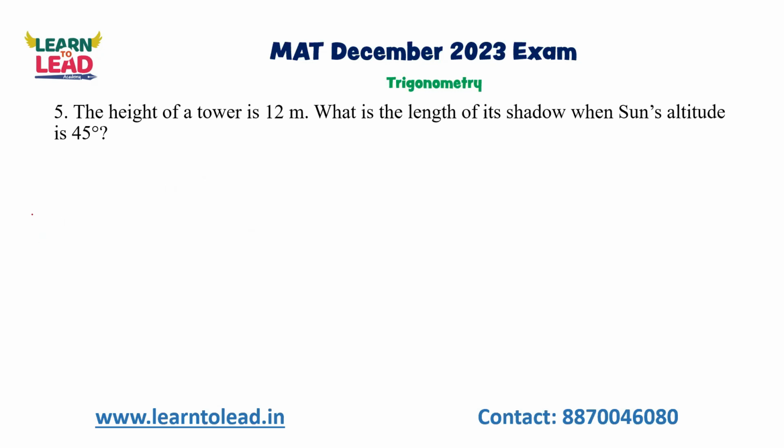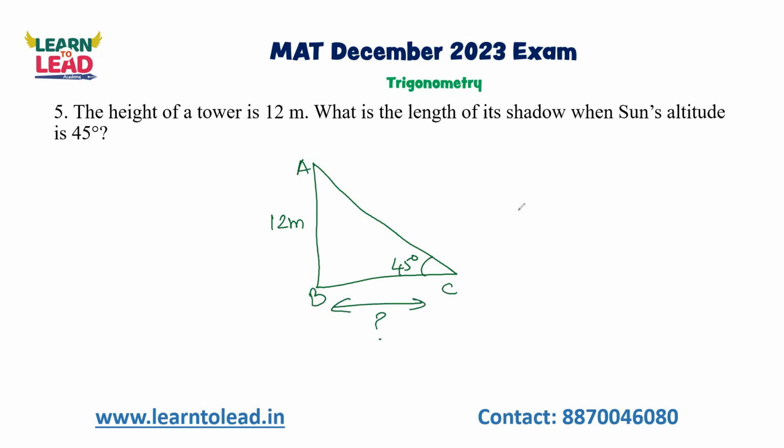The height of a tower is 12 meter. What is the length of its shadow when the sun's altitude is 45 degrees? Let us take A, B, C. We need to find out the shadow length BC. So tan 45 degrees is equal to opposite 12 by BC. Now tan 45 is 1, which is equal to 12 by BC, and BC is equal to the same 12.